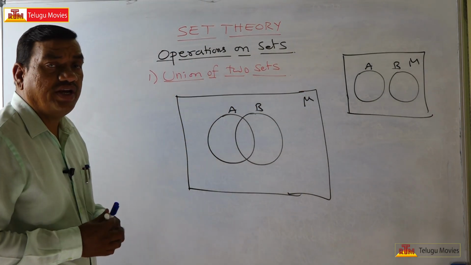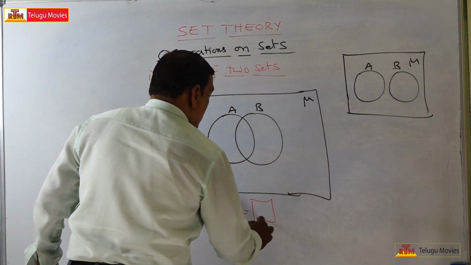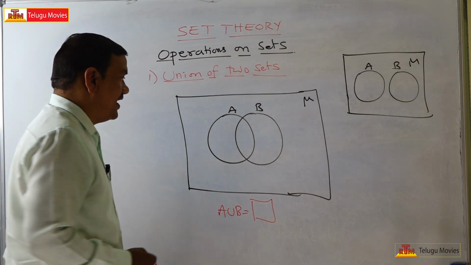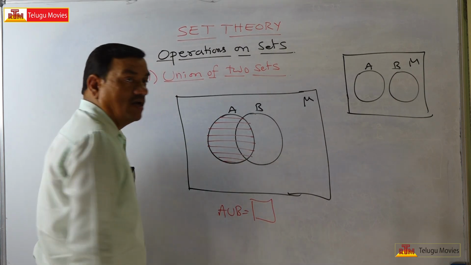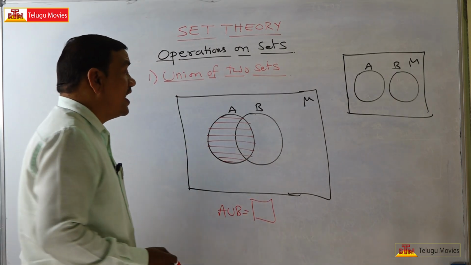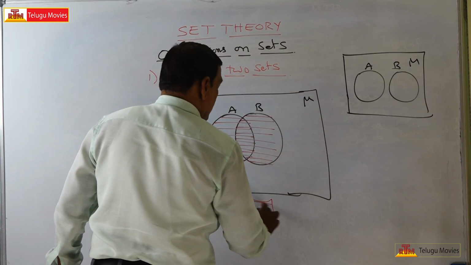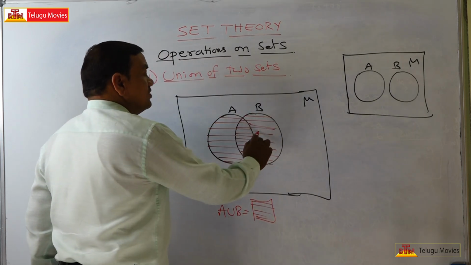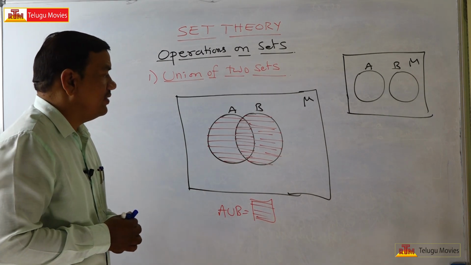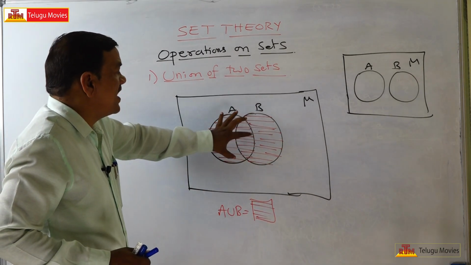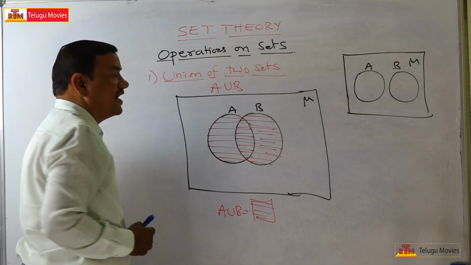Now, what does union mean? A union B means the elements which belong to either A, that means these elements you are taking, or the elements which belong to B. Either A or B. So this is your A union B, the complete set of elements you are taking. These are the elements which belong to A union B or B union A. So this is called the Venn diagram of A union B.